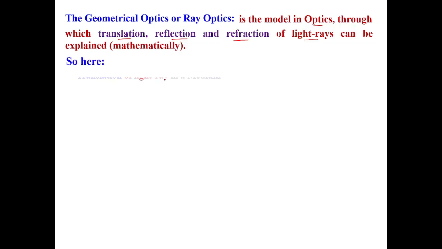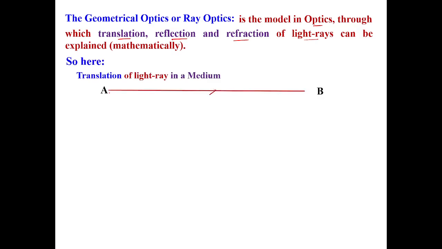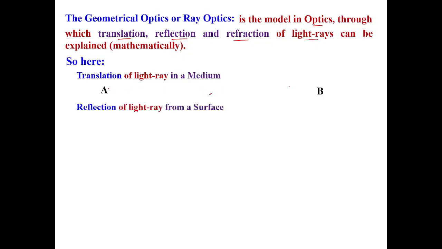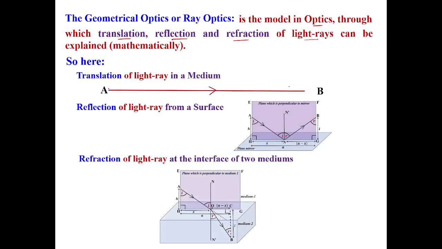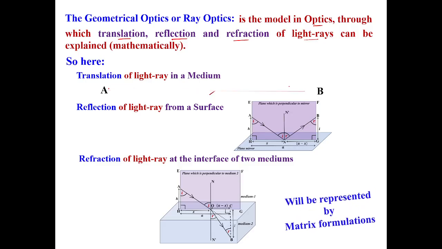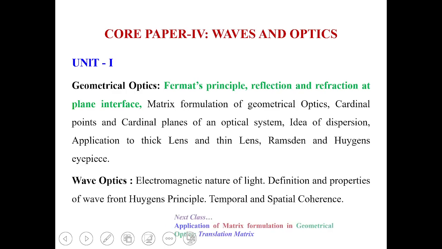Here, translation of a light ray in a medium means the light ray translates from one point to another point like this. Reflection of a light ray from a surface like this, and refraction of a light ray at the interface of two mediums like this. These physical processes, translation, reflection and refraction of a light ray, can be represented by matrix formulation. How that is done, we are going to discuss in our next class.